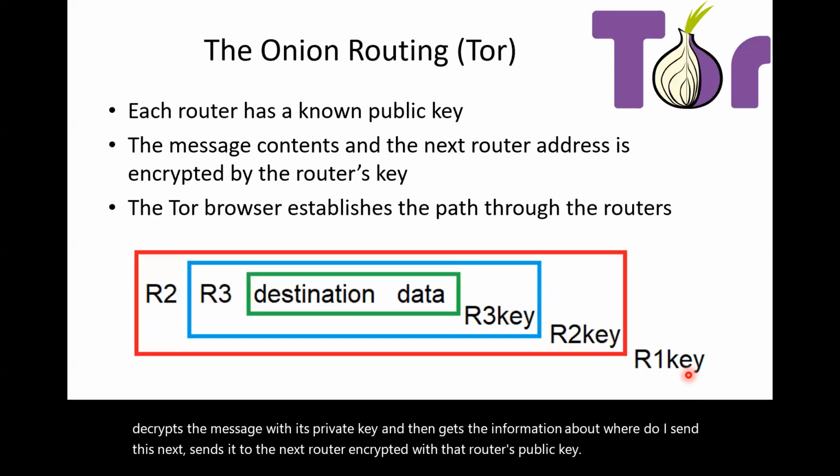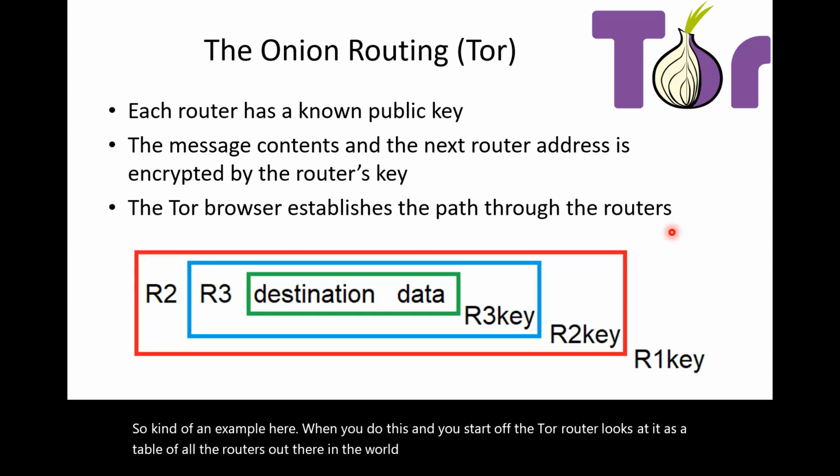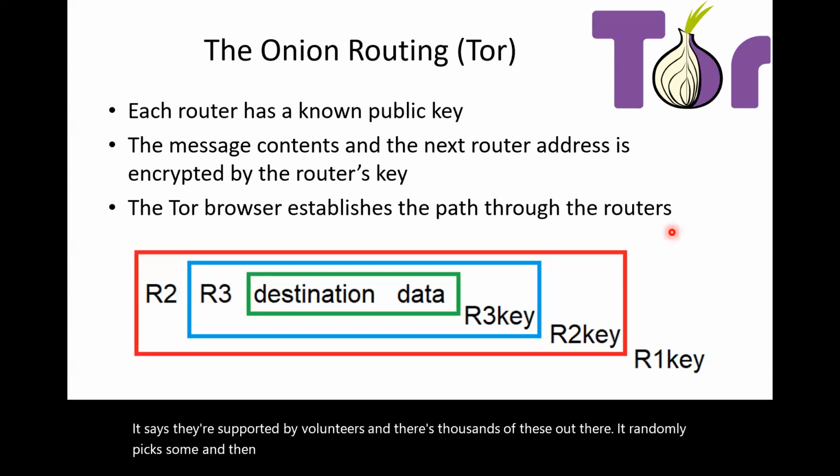Yeah, so kind of an example here. When you start off, the Tor router looks at it. There's a table of all the routers out there in the world, and there's thousands of them. They're supported by volunteers. It randomly picks some and then routes your message through them and encrypts things, the last one and the first one, in reverse order.